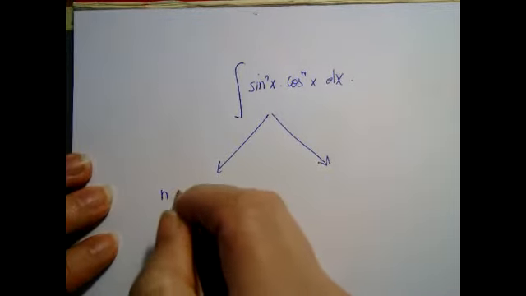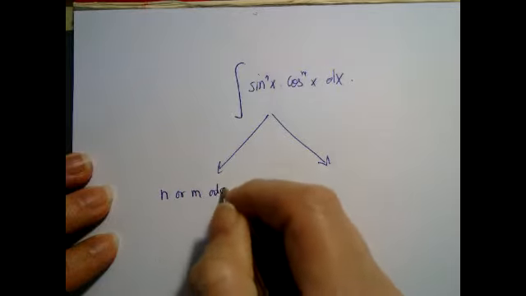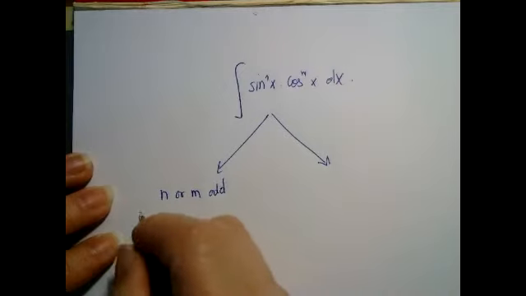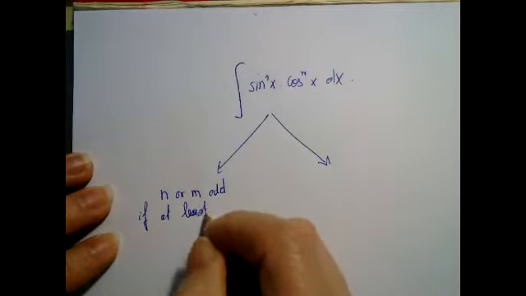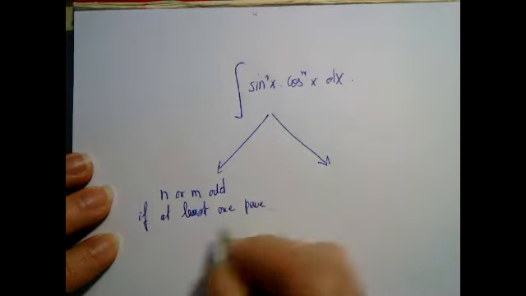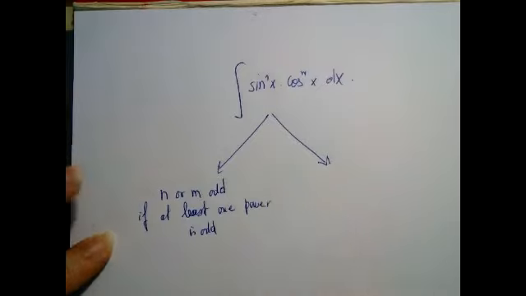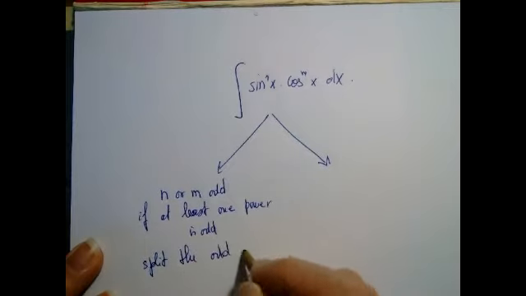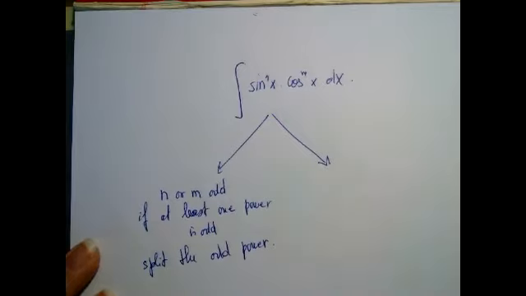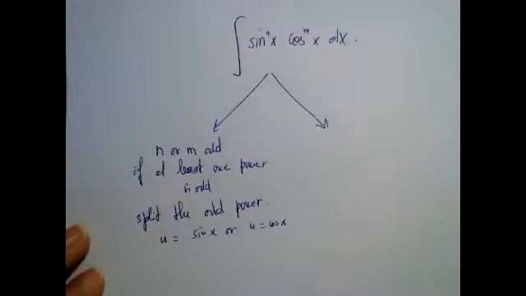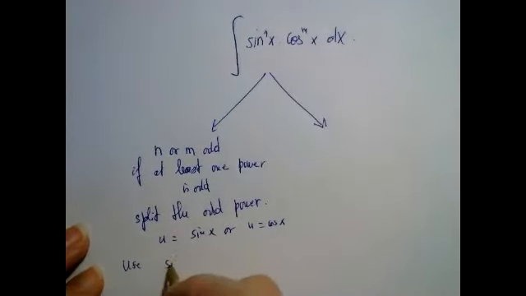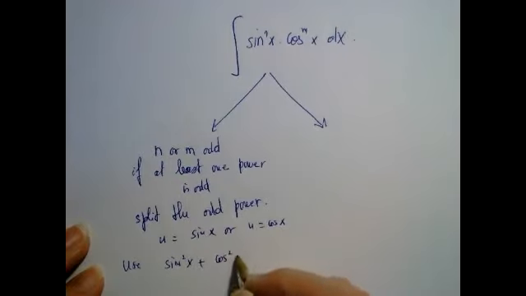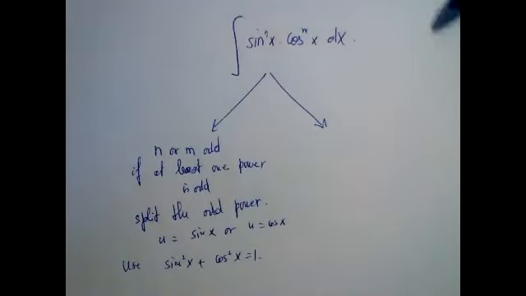Case one, if n or m is odd. Another way to say it, if at least one power is odd, then the idea is to split the odd power and set u to be either sine or cosine. So that was our strategy, and use the identity sine square plus cosine square equal to 1. So if at least one of them is odd, or if both are odd.